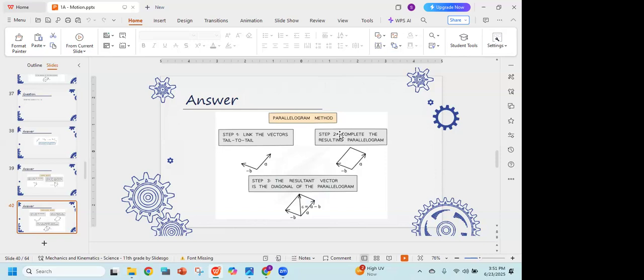Between A and B only we will be drawing it, not from here. Understood the difference?